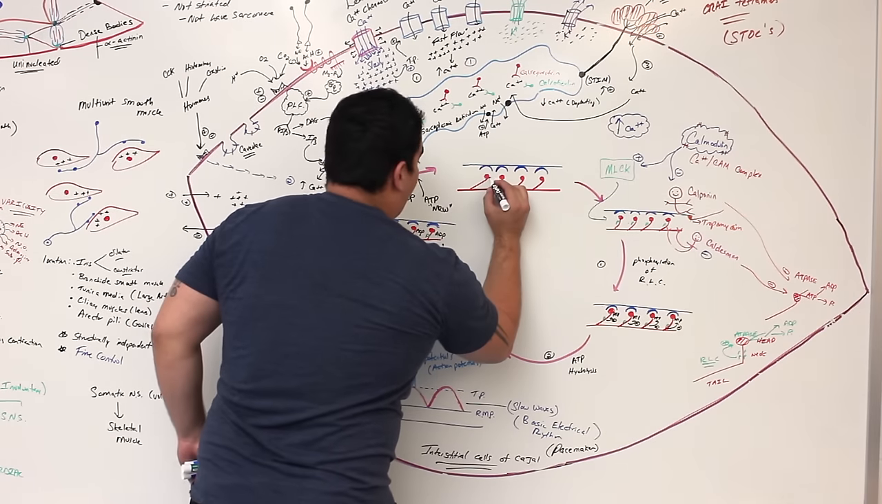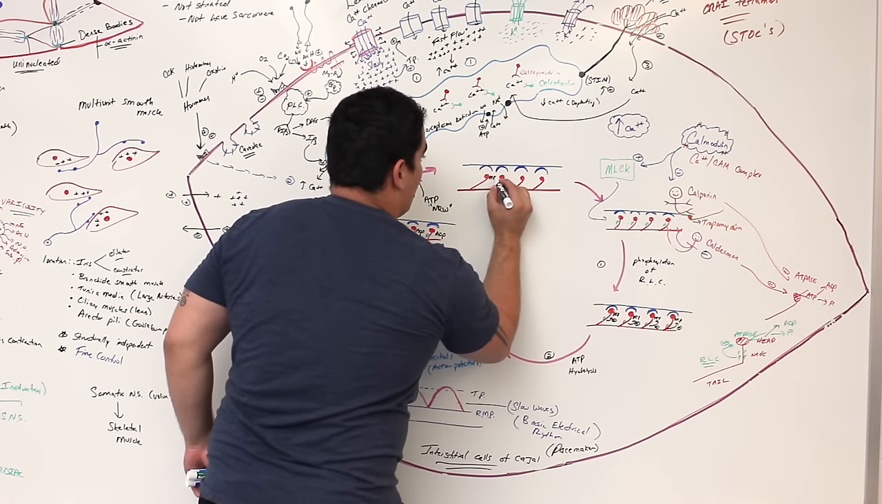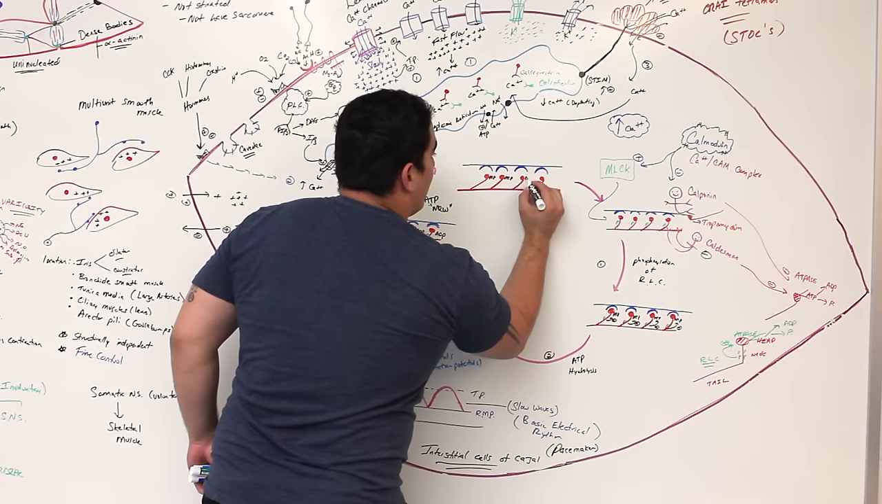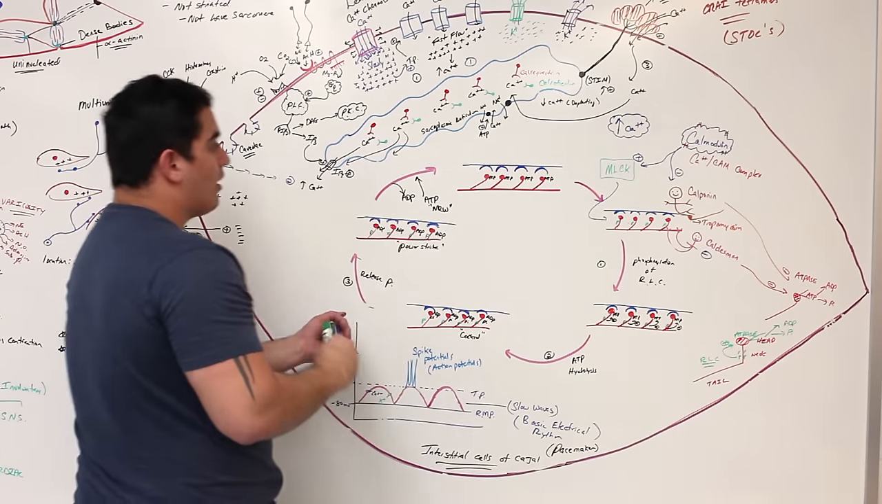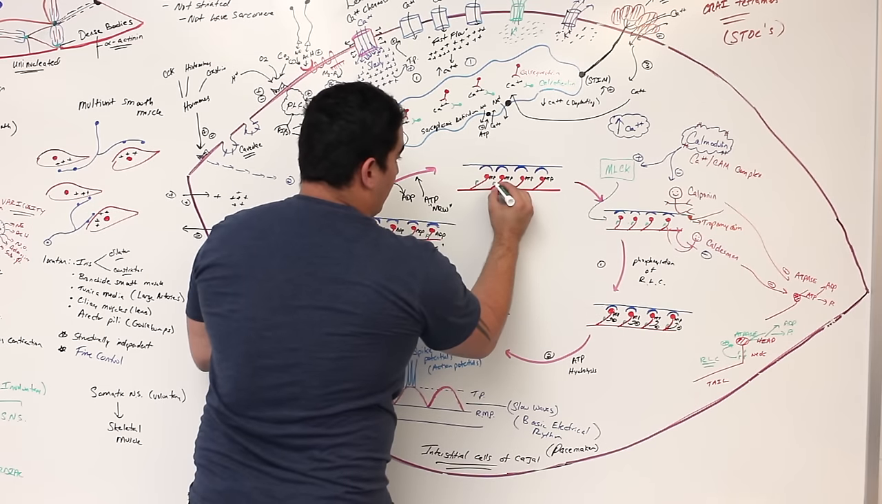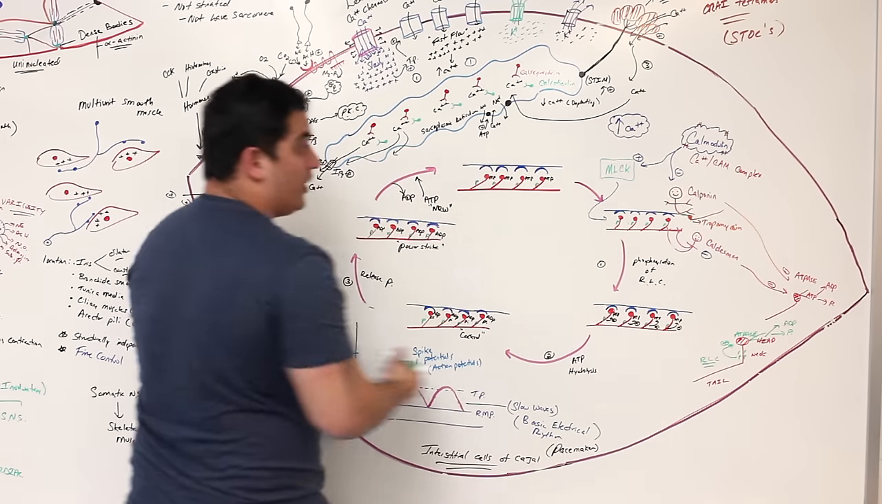If I do that, now look what happens. I'm going to have the ATP right here. If I have the ATP right here, the inorganic phosphate is still stuck there. So it'll just keep happening. It'll just keep going and doing this process.